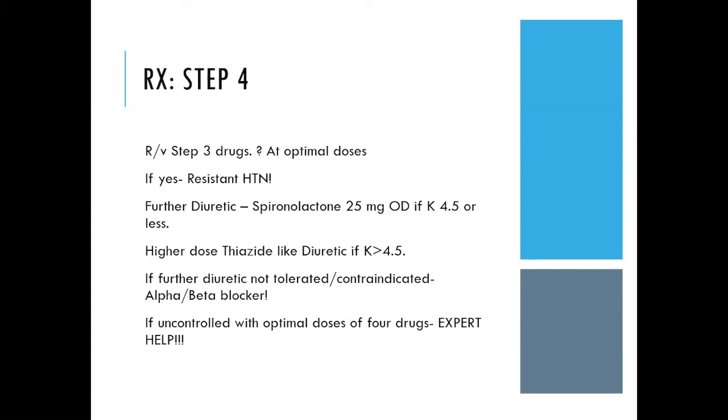So if their blood pressure is still uncontrolled with 4 drugs, ACE inhibitor or ARB, calcium channel blocker, diuretic, alpha or beta blocker, then you use expert help.